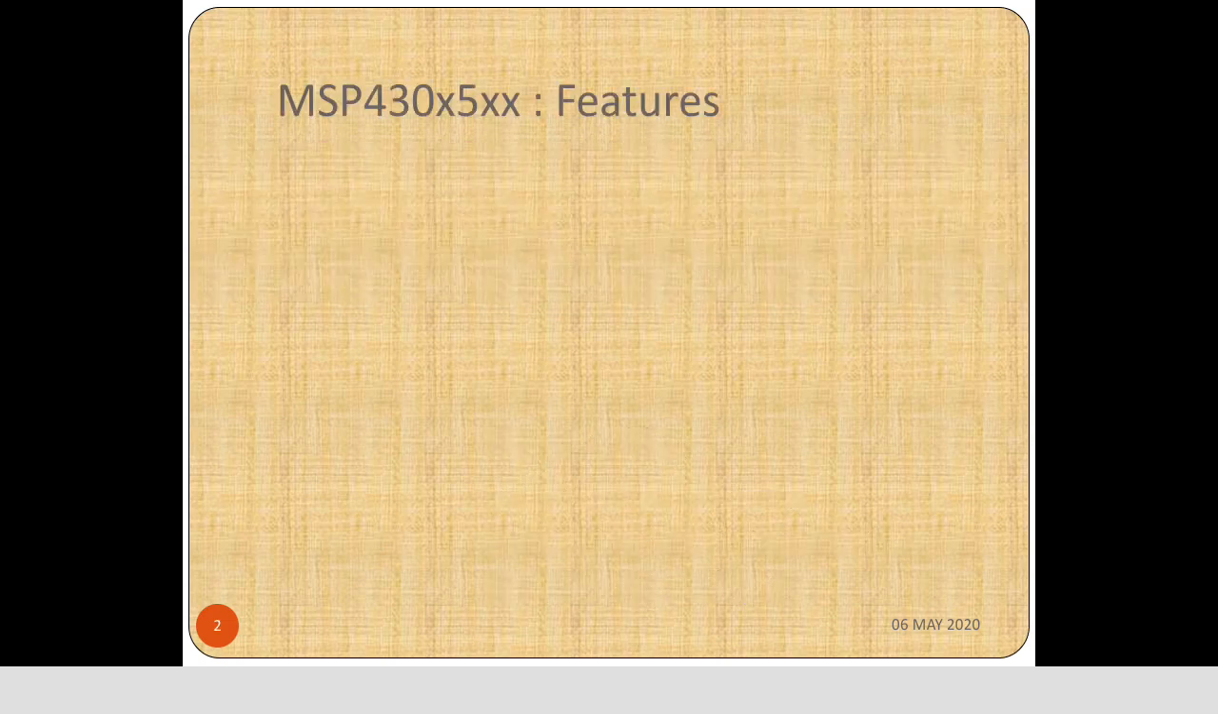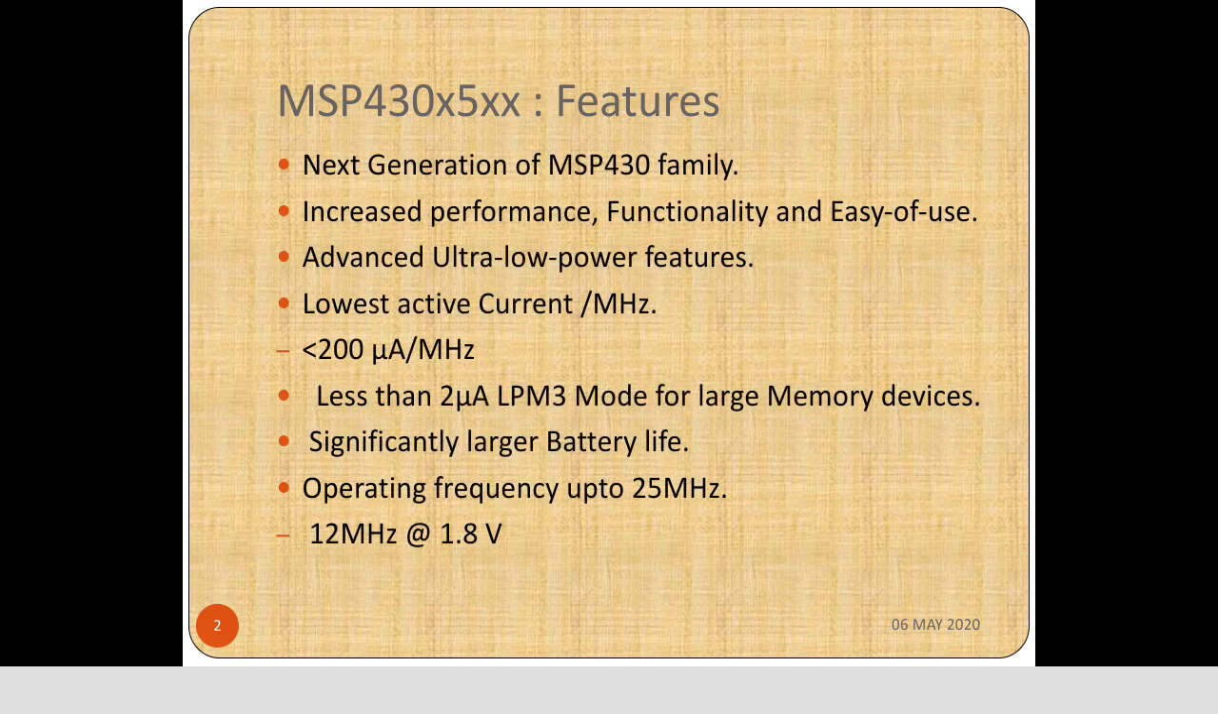The MSP430 family 4-axis is the earlier version of 5-axis. The MSP430X 5-axis is the next generation family for 4-axis. So with this, we increase the performance and functionality of the MSP430 family, and which is very easy to use.